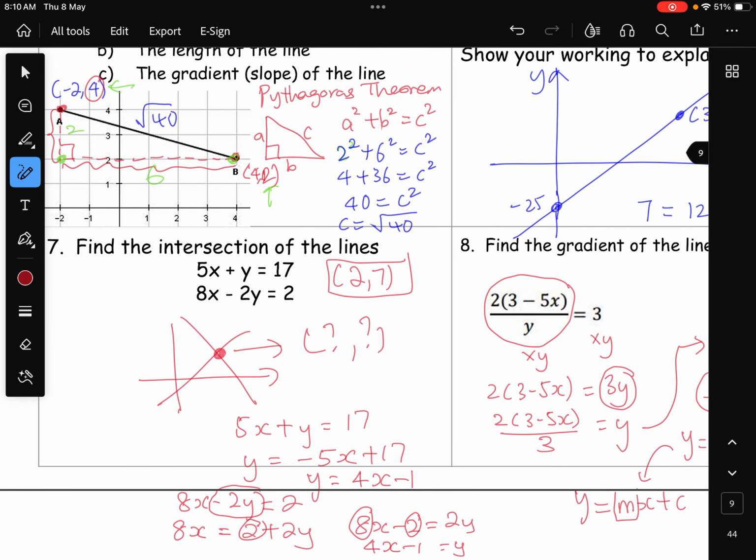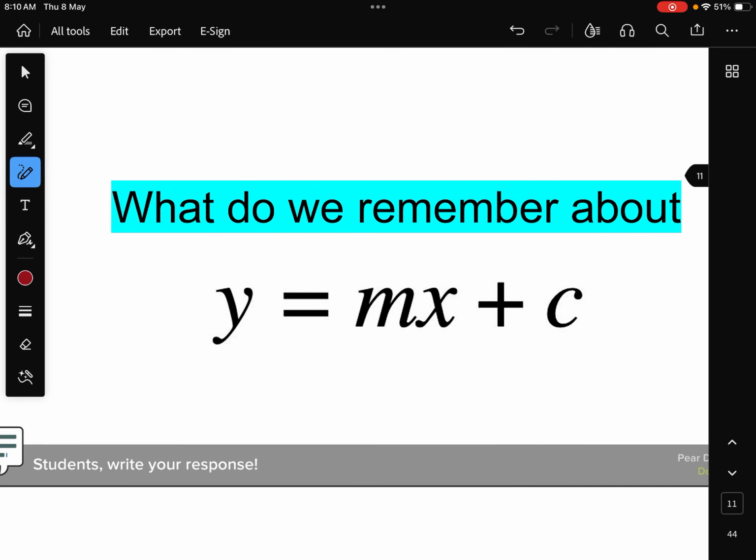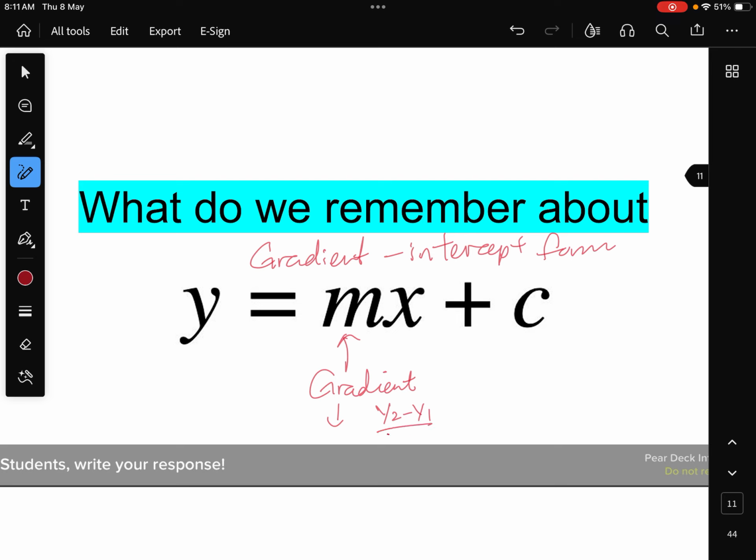Now, hopefully, let me do a quick summary of straight line graphs again. When we have y equal to mx plus c, this is what we call the gradient intercept form. We know that m is simply the gradient. And again, we know that the formula for gradient is y2 minus y1 over x2 minus x1, and usually we call the gradient m, while c is just the y-intercept.